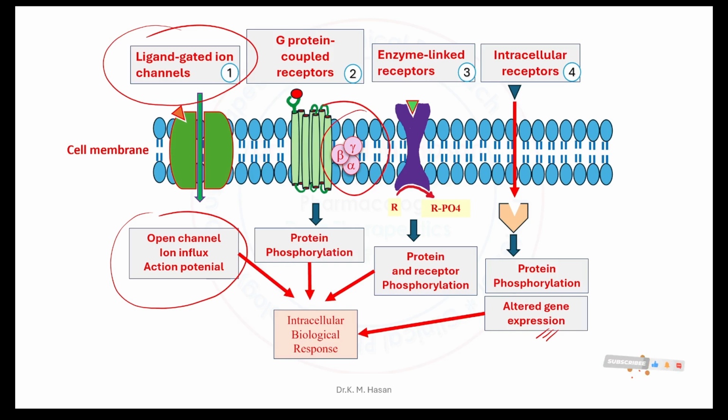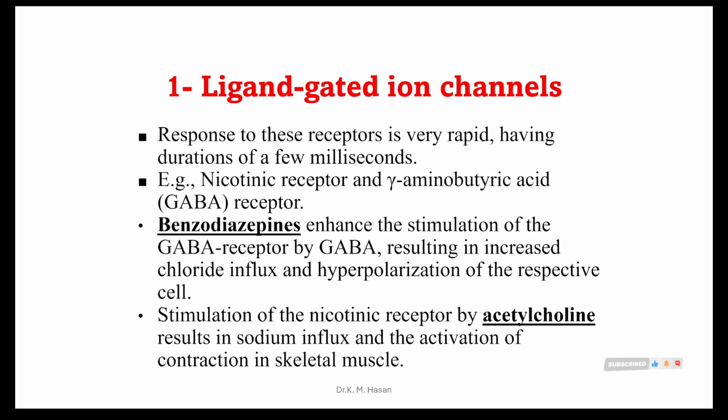Which of these types of receptor is associated with protein phosphorylation? We have 2 families associated with this process. Okay, start with the first family receptor. We have ligand-gated ion channel. Response to this receptor is very rapid. We need to remember this one. The response is very rapid and may last for a few milliseconds.